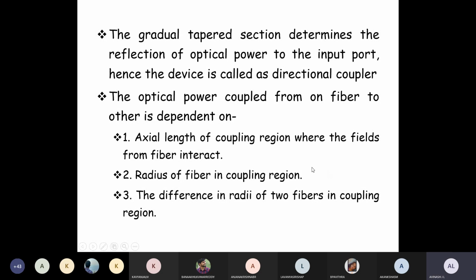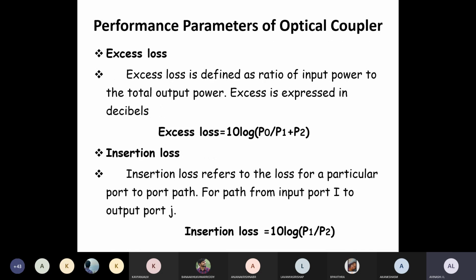Once you take this one, we'll go for the next one, that is performance parameters of optical coupler. In these performance parameters, we are going to learn some of the losses.